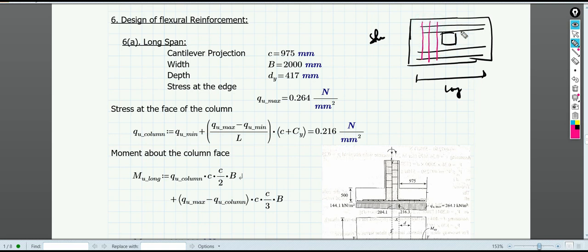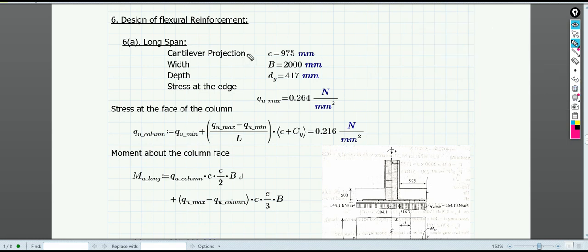For the longer span, as you can see here in the figure, the cantilever portion is 975, right? So this much is the cantilever projection for this footing on the longer side. And B, the width of this footing, that we have assumed is 2000. And d, the depth of the footing in the longer direction, we have already calculated as 417, and the maximum stress we have also found is 0.264 newton per square millimeter. You can also see it in the figure.